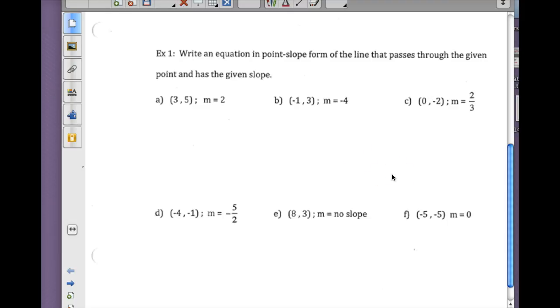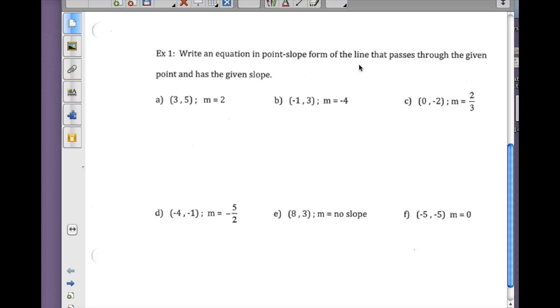Write the equation in point slope form of the line that passes through the given point with the given slope. For letter B, logically, we would use point slope form. That's basically what we're getting. All right.